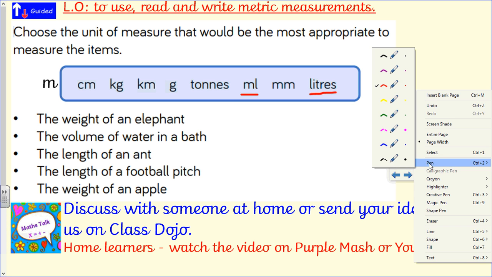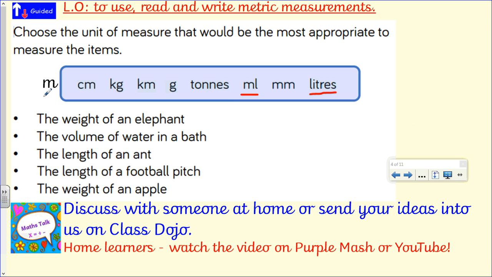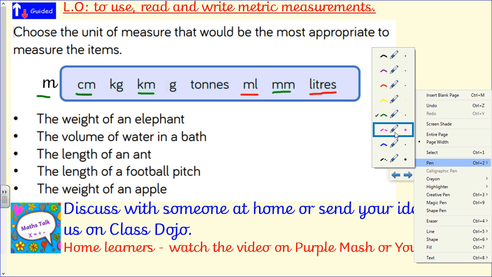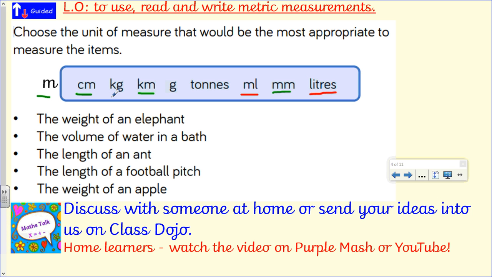And then I'll just get a different colour pen. These ones are going to measure any length, any distance. And the ones, oh, sorry, that's a distance as well, millimeters. And then the ones that I'll do purple, they are going to measure weight. So you've got kilograms, grams, tons. A ton is 1,000 kilograms. It's not something we hear very often. So a ton is 1,000 kilograms.